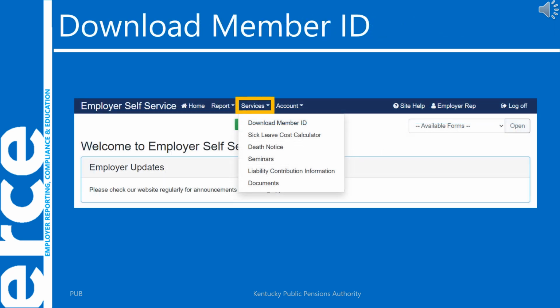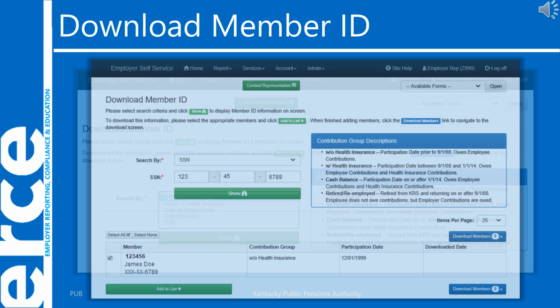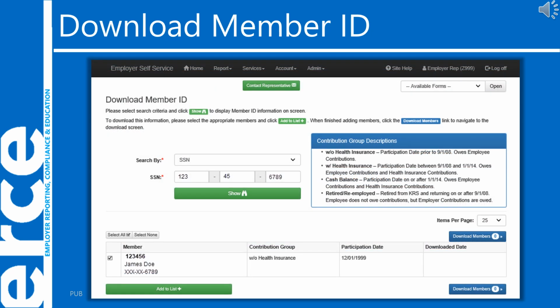To see if the member is already set up with a member ID before adding them into your system, open the Employer Self-Service website and click on the Services tab. The modules under this tab were created to assist the reporting official with finding or completing information easily. One of the modules available to you on this tab is the Download Member ID module. To search by an individual employee, select the Social Security number choice in the drop-down list of search options. If the member already has a member ID, the search will retrieve a screen like the one shown here.